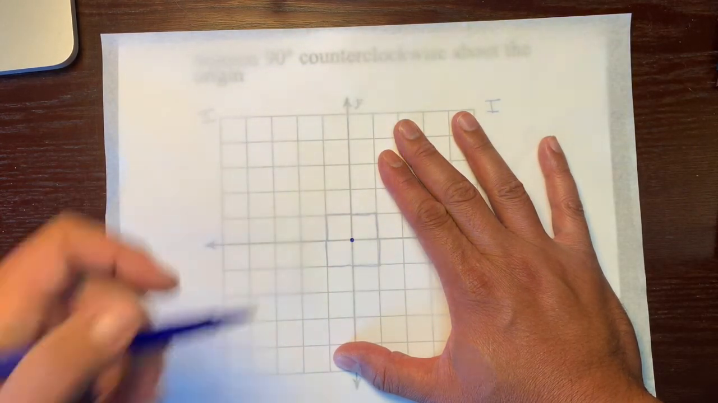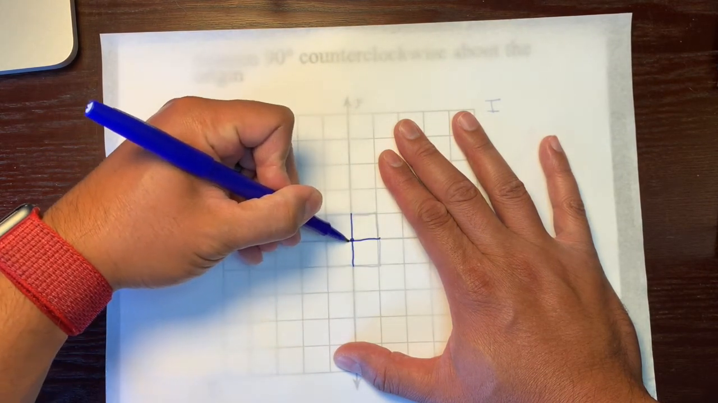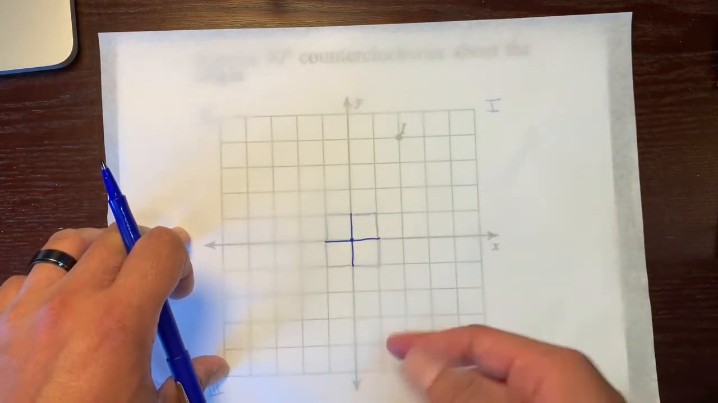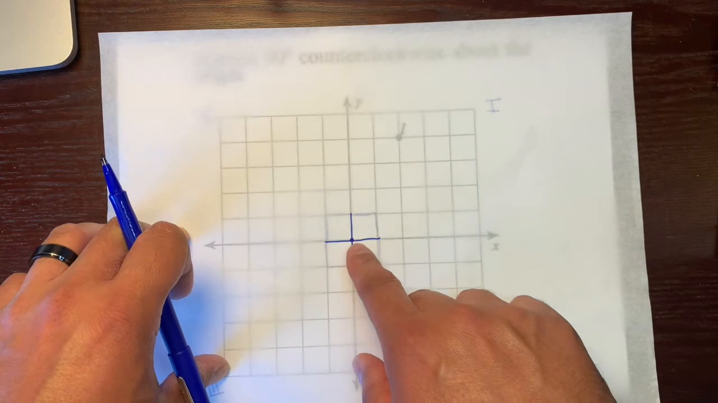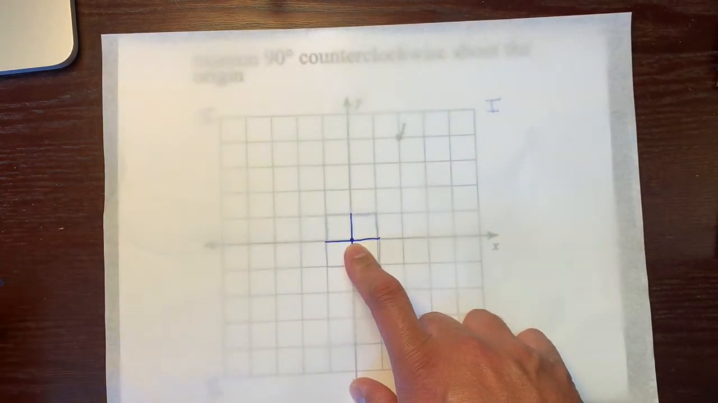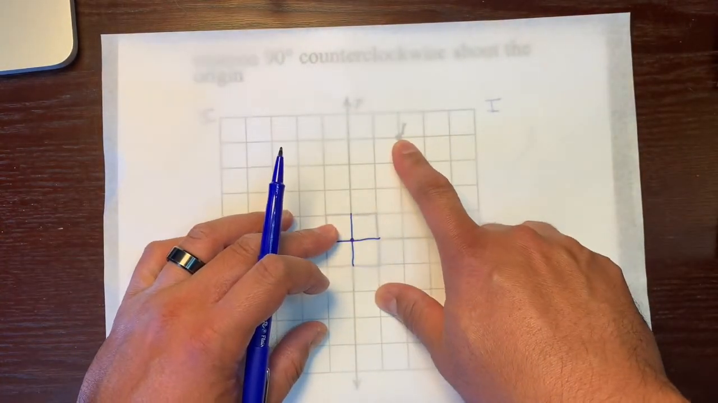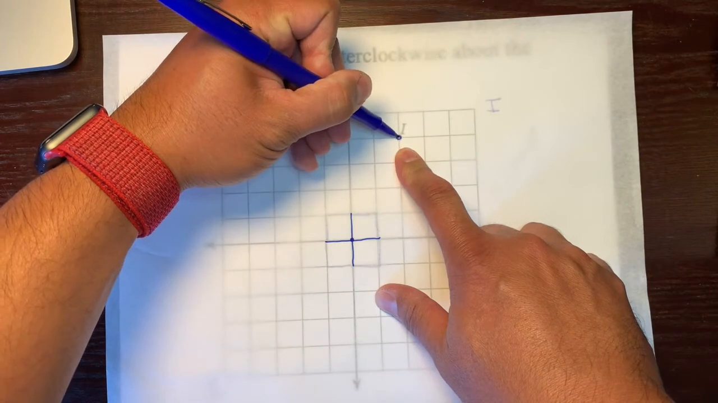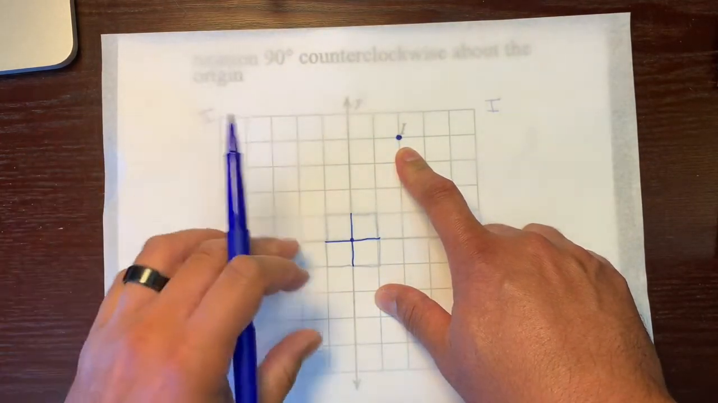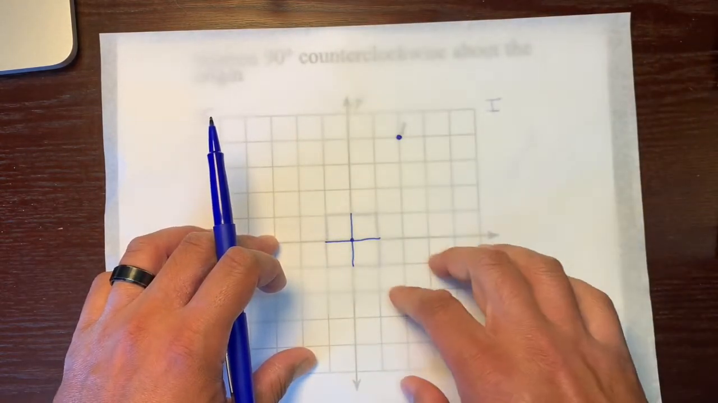Okay, so what I'm going to do is draw a little plus sign, because this is going to help us ensure that we rotate it exactly 90 degrees. So here's our little plus sign, and before I do that, let's mark our I. So here's our point I, right there. And we want to rotate this tracing paper 90 degrees counterclockwise.